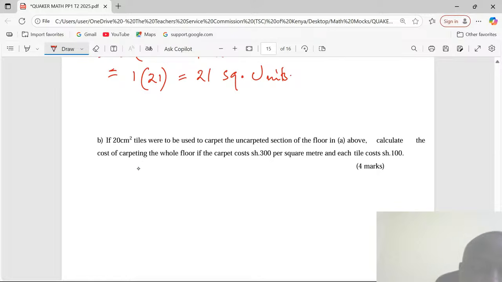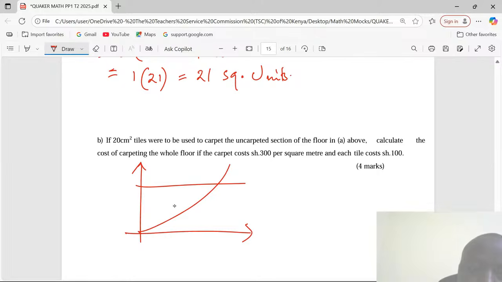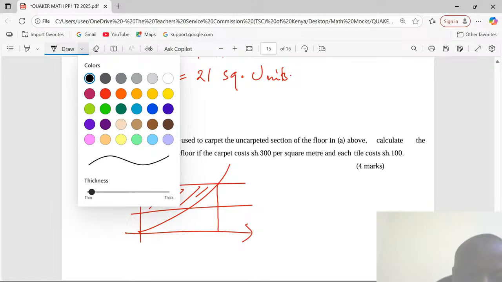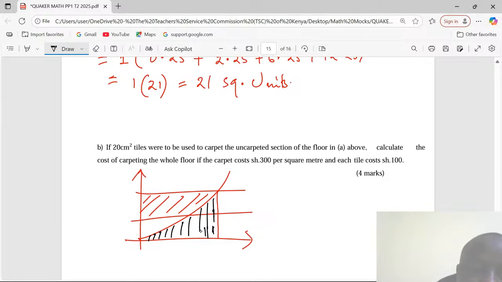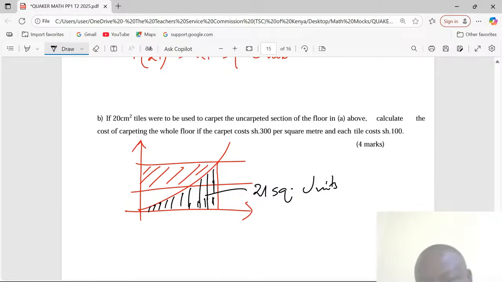You know, this thing is this way. Let me resketch. We are finding this area. So 21 is the whole of this. The black area is the one we are getting 21 using the mid-ordinate tool. The black one is 21 square units. The black area, 21 square units.